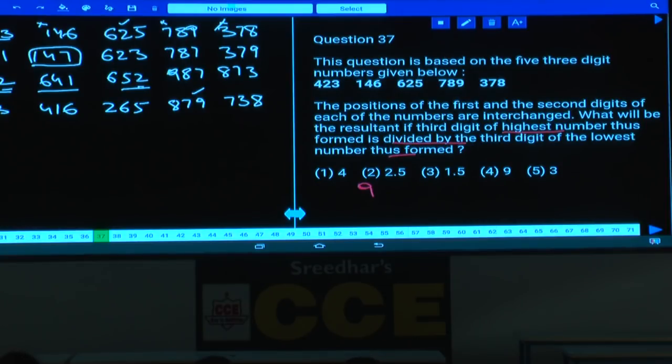Is divided by the third digit of the lowest number. What is the lowest number here? Lowest number 243, and the third digit is 3. 9 divided by 3, that is 3. Choice 5 is the answer. Clear now? Now here again.